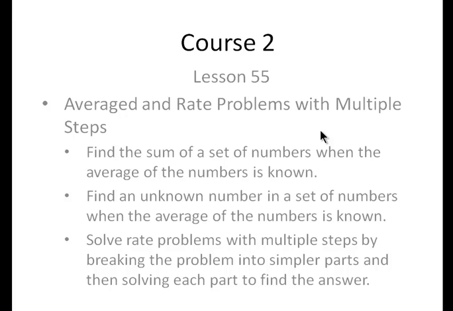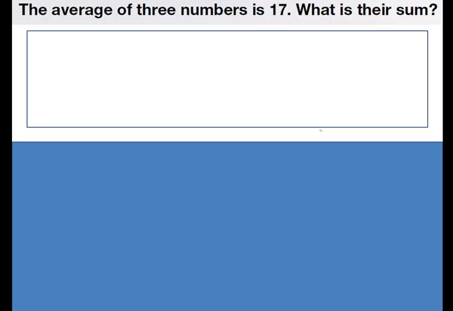This is a concept that many students struggle with, so please pay close attention, and let's go through this. So if you were to calculate the average of three numbers and you found out that the average was 17, what is the total of all the numbers?